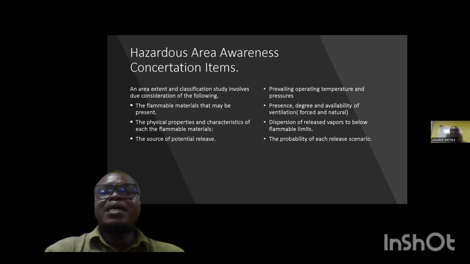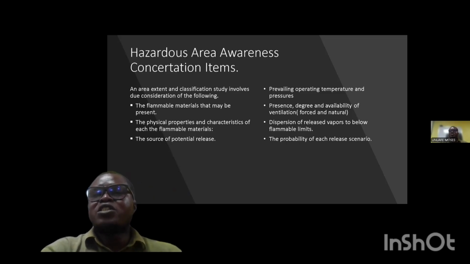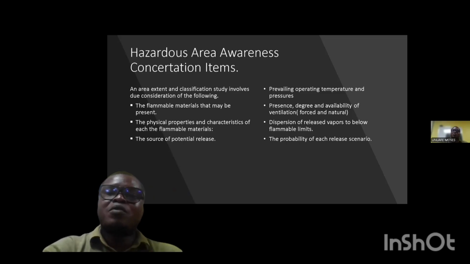It's categorized as a continuous release, which occurs frequently or constantly, or a primary release, which occurs occasionally during normal operation. Availability of ventilation refers to the effective movement and dilution or dispersal of flammable vapor, reducing the risk of ignition.